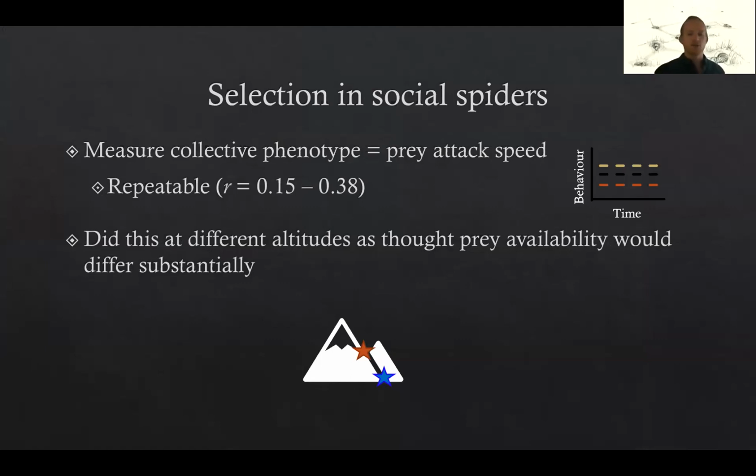And the study that measured these parameters, which I wasn't involved in the data collection side of things, initially had a hypothesis about how collective prey attack speed would vary according to altitude, and therefore how well colonies survive would vary depending on altitude. So they measured this phenotype at different altitudes.